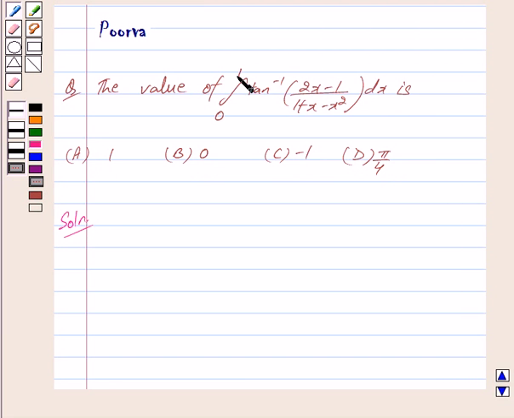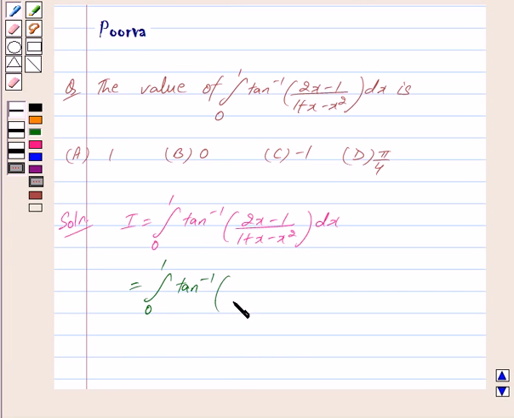Let us denote this definite integral by I. So we have I is equal to the integral from 0 to 1 of tan inverse of (2x minus 1) upon (1 plus x minus x square) dx. This is equal to the integral from 0 to 1 of tan inverse. Now we can write 2x minus 1 as x plus x minus 1, and we can write the denominator as 1 minus x into x minus 1, dx.